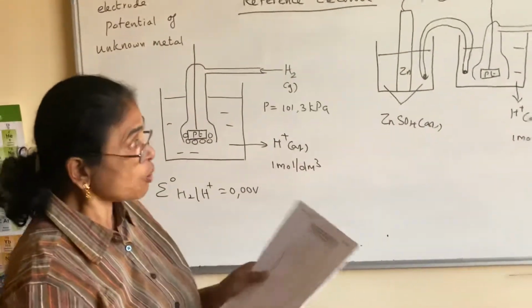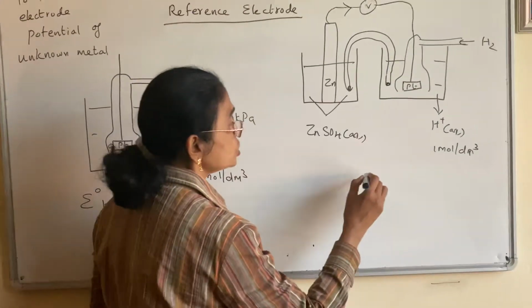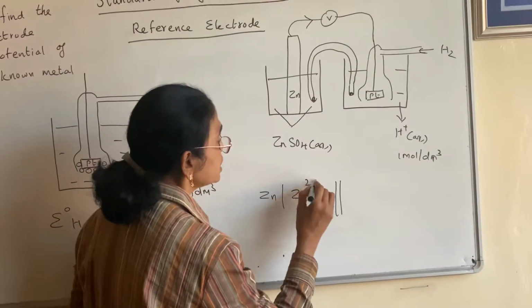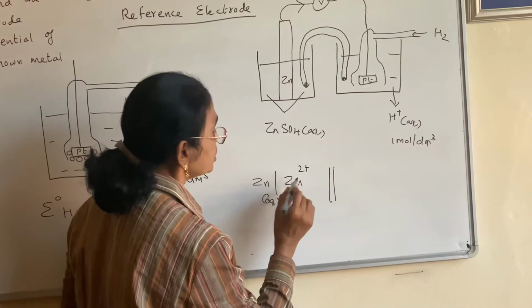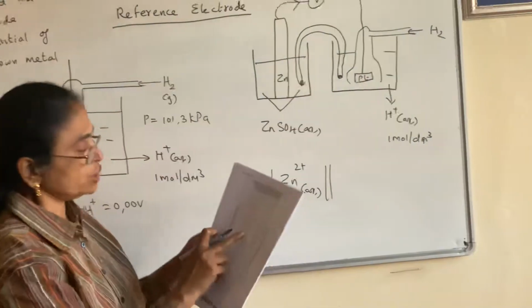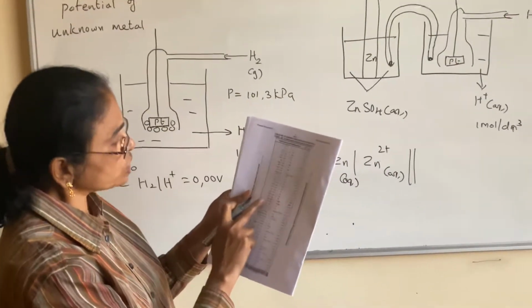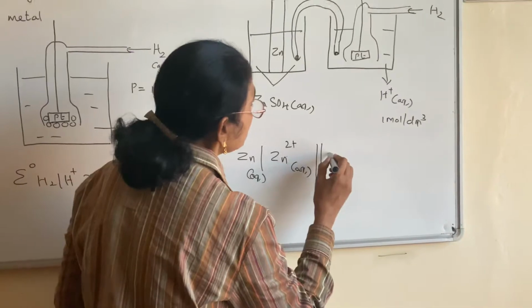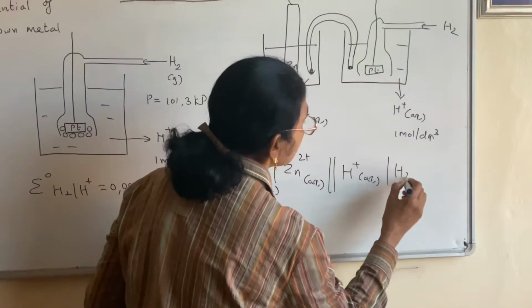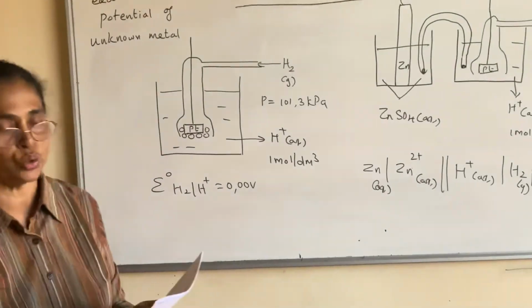How do you write the cell notation for this? Your anode here is zinc. So we draw the salt bridge: Zn, Zn2+. Zinc is your solid, Zn2+ is the ions that are present. You take the zinc equation and swap it and write. Then you come to the hydrogen. What are you seeing here? H+ aqueous. Then hydrogen gas. Then you write platinum, so you put one more line to show it is platinum.